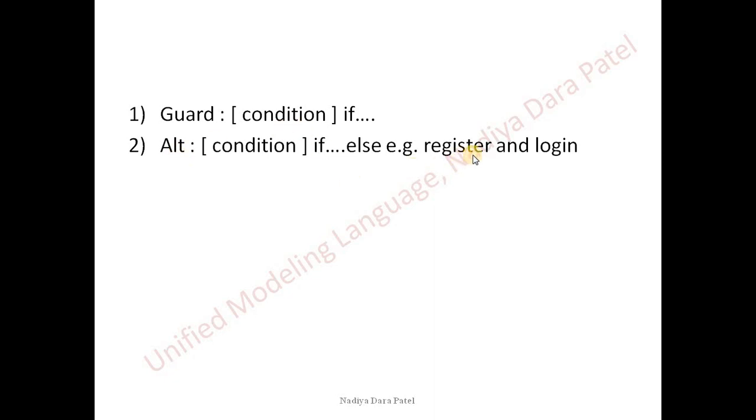One example could be register and login. If you are someone who is making use of a system for the first time, you need to register. And if you are someone who is making use of the system for the second time, you have already registered, then you will go and log in. Otherwise, you have to register yourself. So this is the else part. Either you will register for the first time and then log in, or you will come and directly log into the system. So when there is if and else, you should make use of alt.